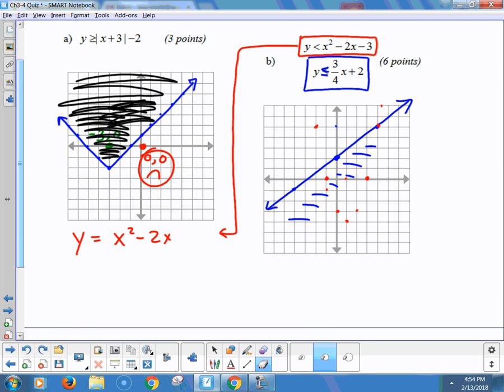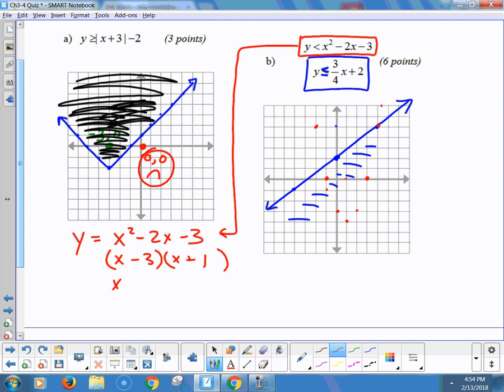So if I took this equation, minus 3, and just factored it, x minus 3 and plus 1, this has x-intercepts at positive 3 and negative 1. Here they are, positive 3 and negative 1. And looking at my original equation, it has a y-intercept of negative 3. I can use some symmetry to plot the other point and then just deduce that that must be my vertex. This is a dashed line because it's strictly less than.